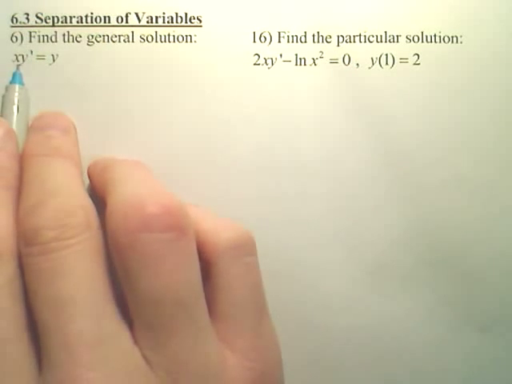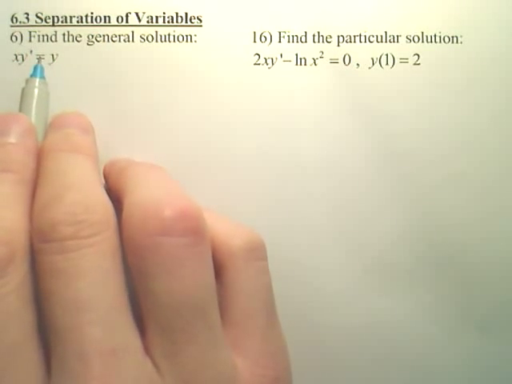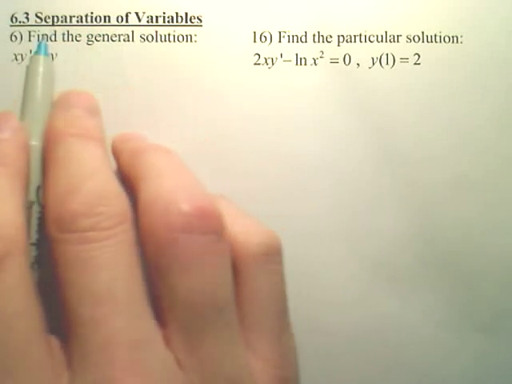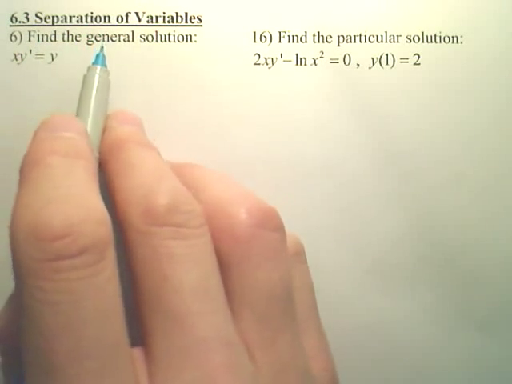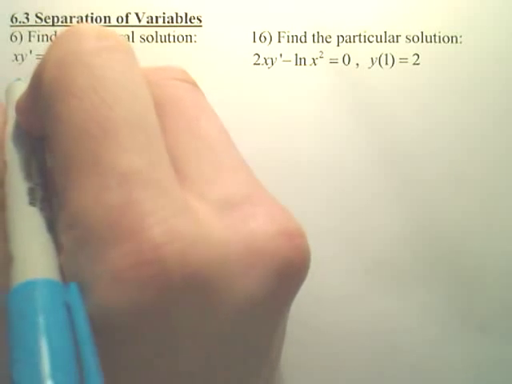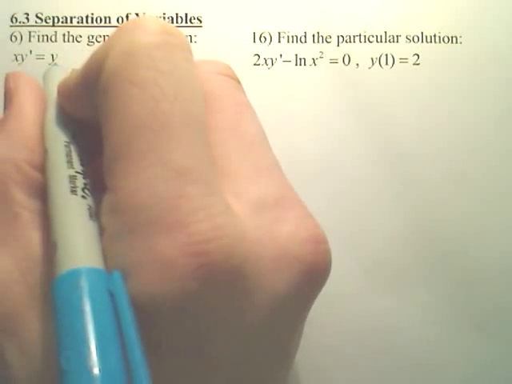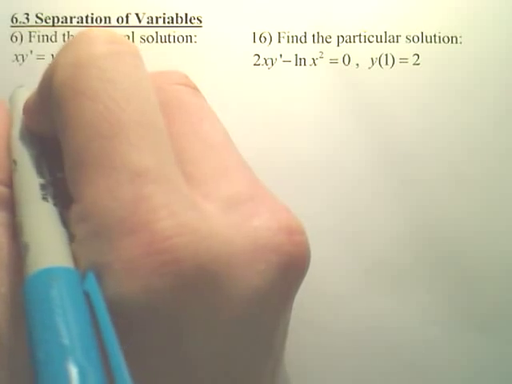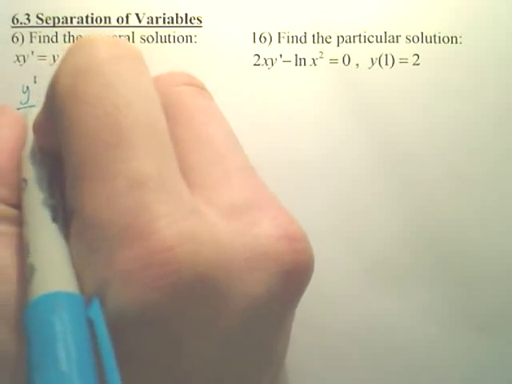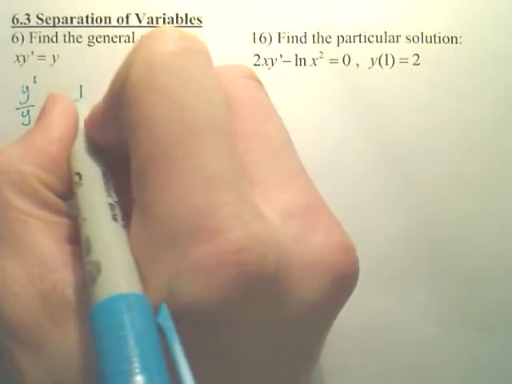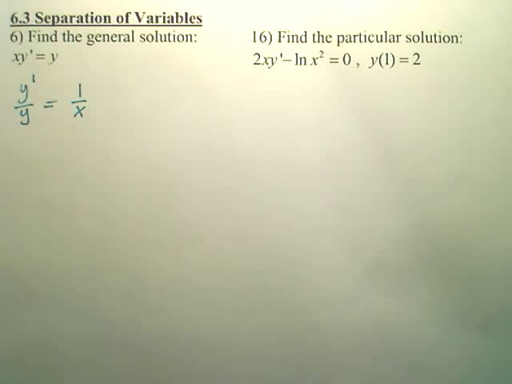Find the general solution. So for this particular problem, I want to get the separation of variables. I want to get the x's on one side, y's on the other. We usually like y's on the left side. So I'm going to move this x over here and this y over here. So I end up with y prime divided by y equals 1 over x. I'm going to divide them over to each other's side.